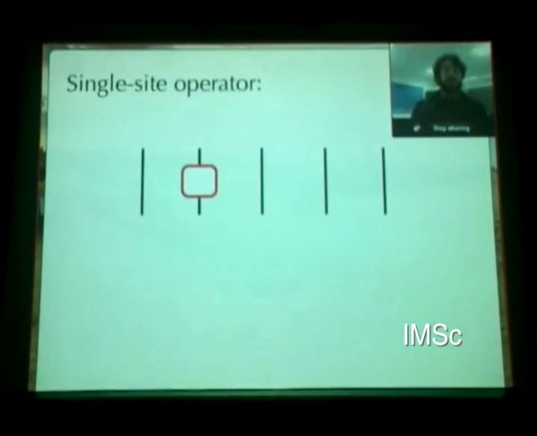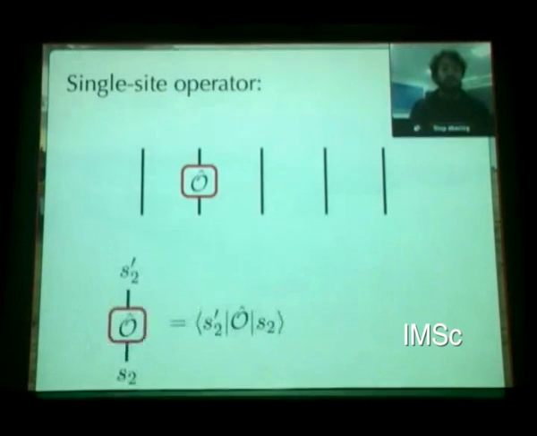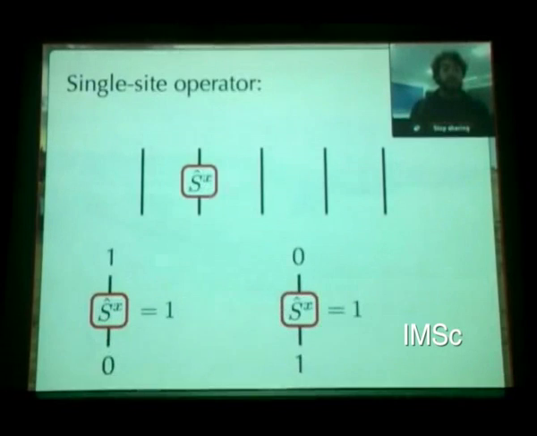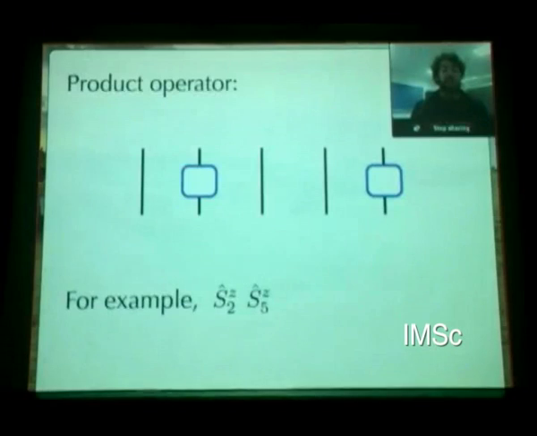Now a less trivial example is to have a matrix product operator that represents an operator living on a single site. This operator on site 2 is just the matrix elements of some operator that you want to act on site 2. If we take a specific example, we could pick this to be Sx, and then this tensor would have these values: if you set 1 and 0 or 0 and 1, you get 1, otherwise you get 0. So that's all these tensors are saying.